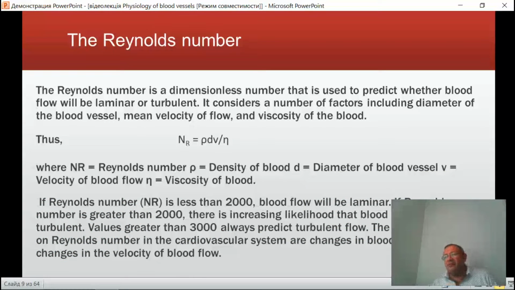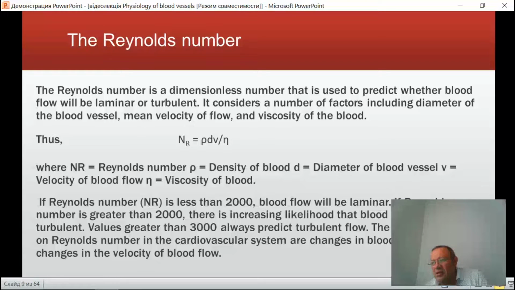Reynolds number. The Reynolds number is the dimensionless number that is used to predict whether the blood flow will be laminar or turbulent. It considers a number of factors, including diameter of the blood vessel, mean velocity of flow, and viscosity of the blood. Thus, Reynolds number equals density of blood times diameter of blood vessel times velocity of blood flow, divided by viscosity of blood.